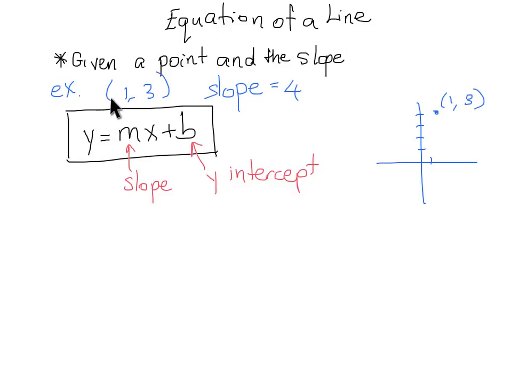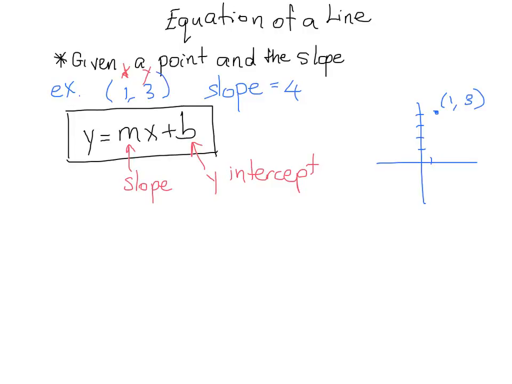For example, we have one point on the line, and that's (1, 3). But there are infinitely many points on our line. This is just one example of one x and one y that can be on our line. So let's write that down. Now we need to figure out what b is, the y-intercept, in order to figure out the equation of our line.